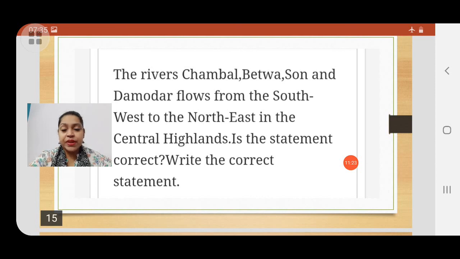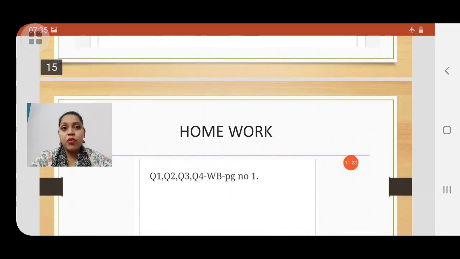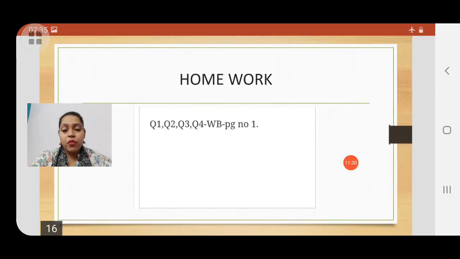Okay, children? So children, four more questions are there. These are just fill in the blanks and MCQs which are present in the workbook. This will also be your homework. I'll upload the homework in the Google Classroom. You will give it to me according to the assigned date.